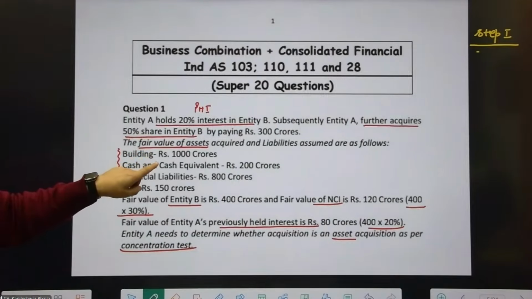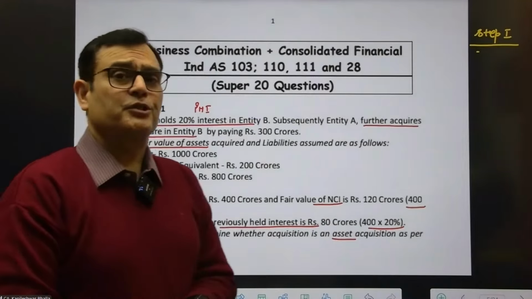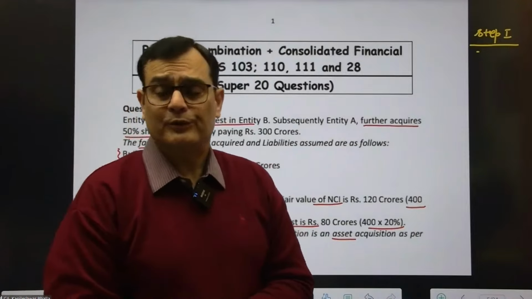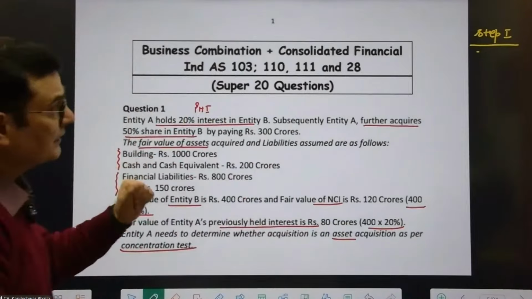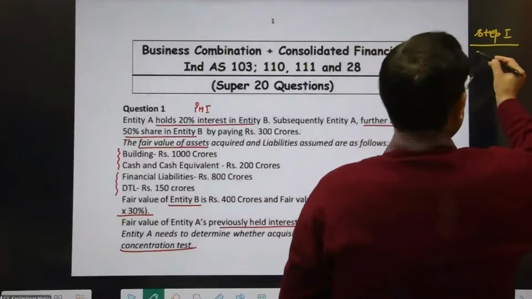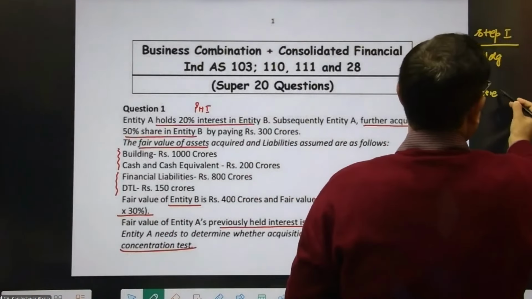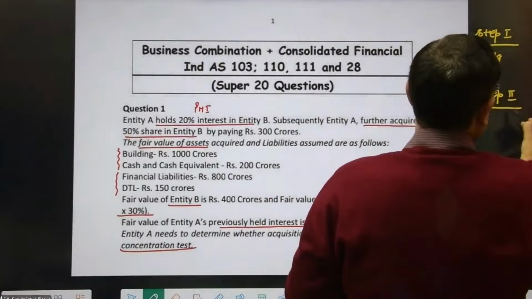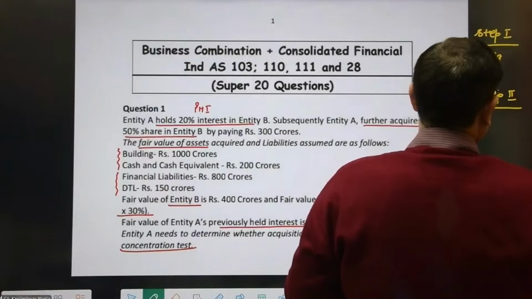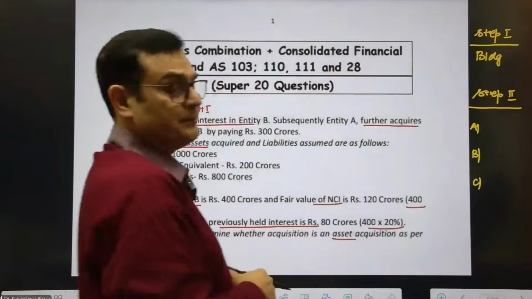fair value? So look at the list of assets: building, cash and cash equivalents. Which asset do you think has the highest fair value out of the list? That's right. So we can say building is the asset with the highest fair value. Then we go to step number 2, in which we've got step 2 A, B, and C.